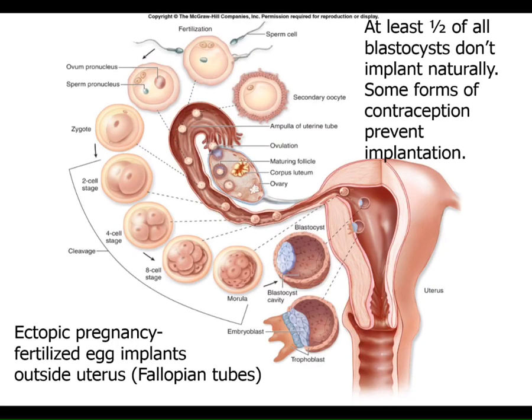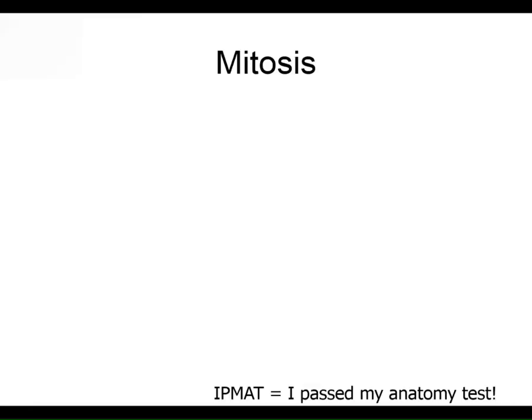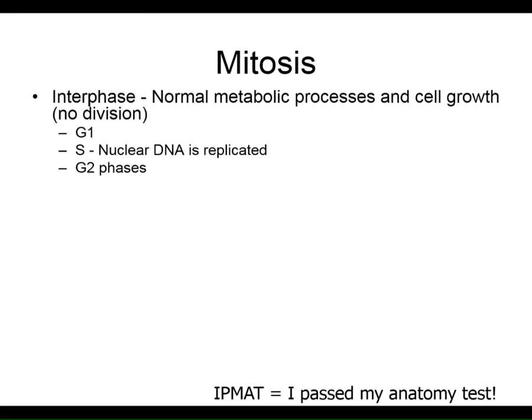And that would be one example of an ectopic pregnancy. Now, the woman would never know fertilization occurred because that embryo has no place to attach. And it would simply die. It would undergo apoptosis, if you will, and would not have any chance of surviving. Okay, so that brings us back to mitosis.